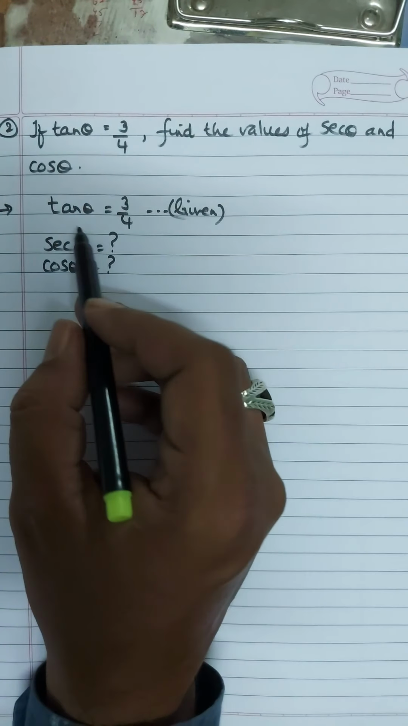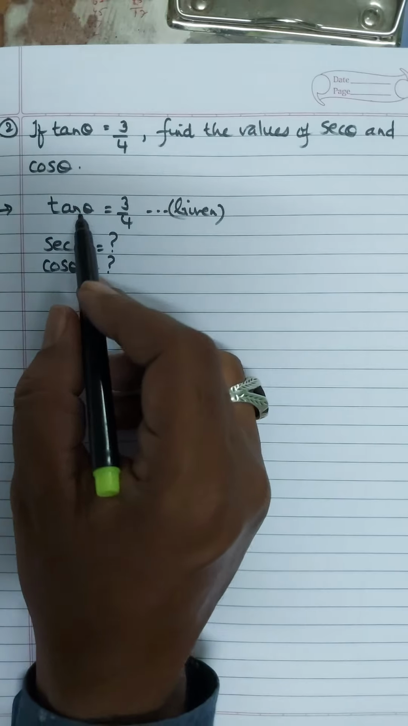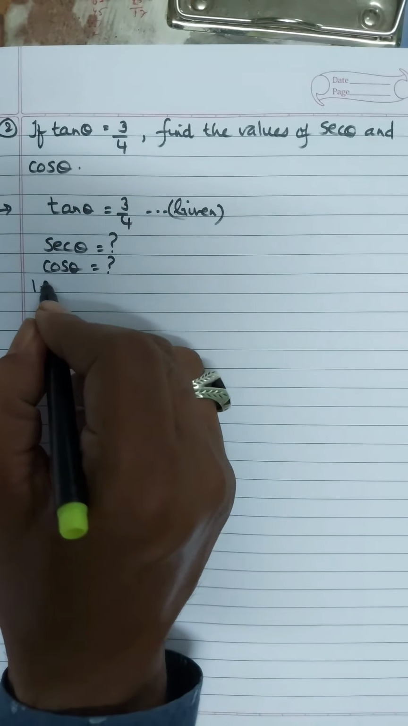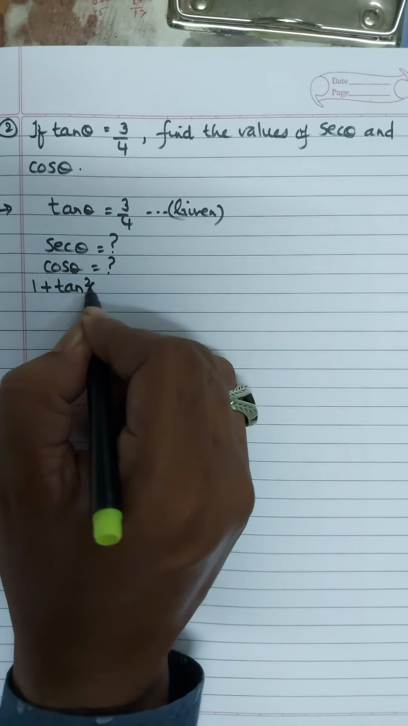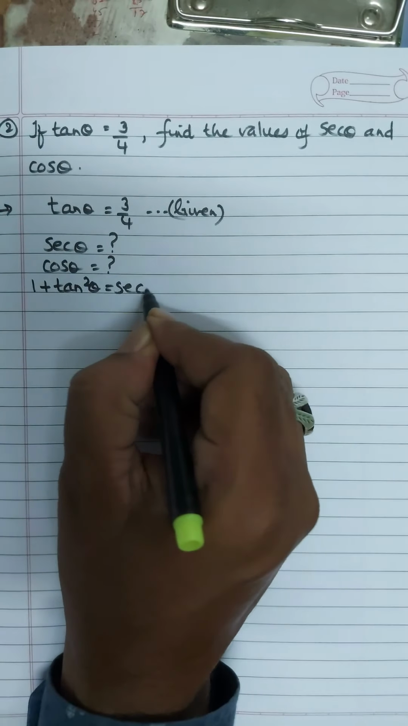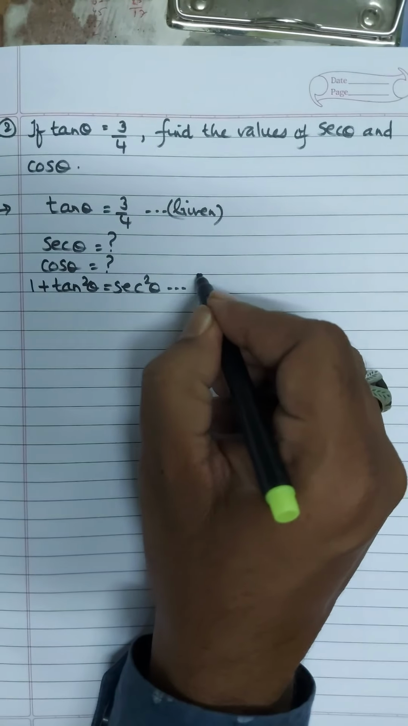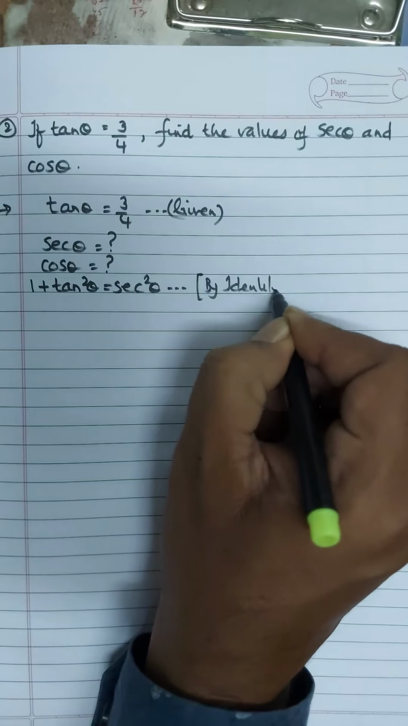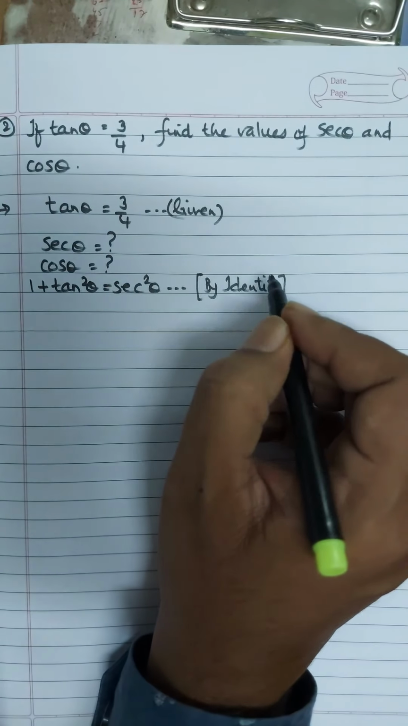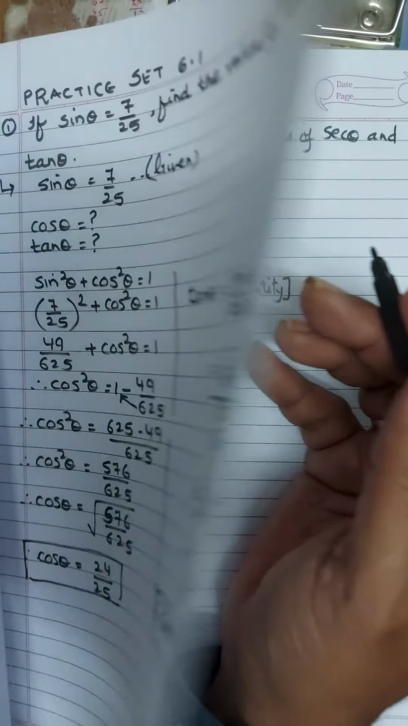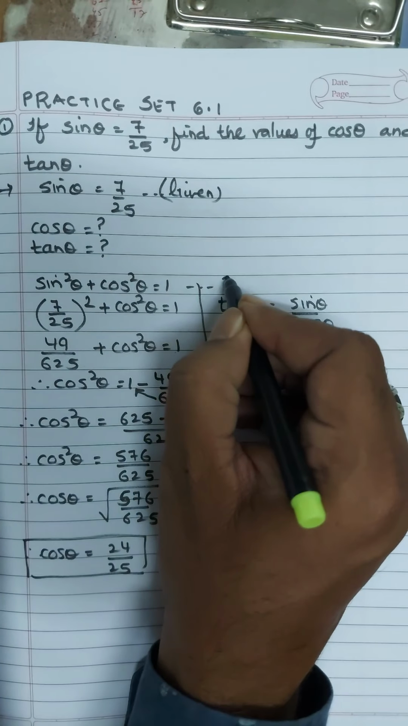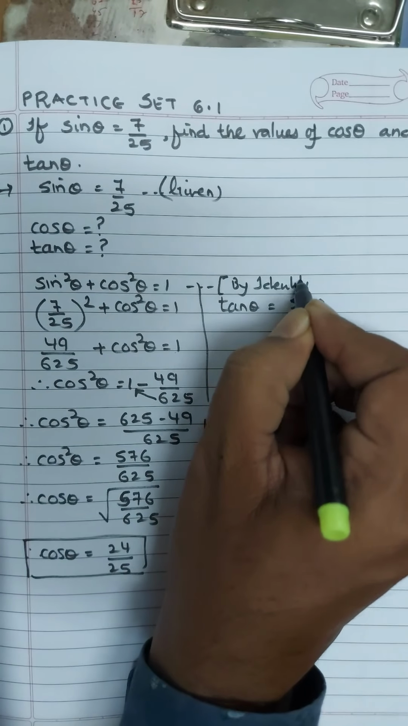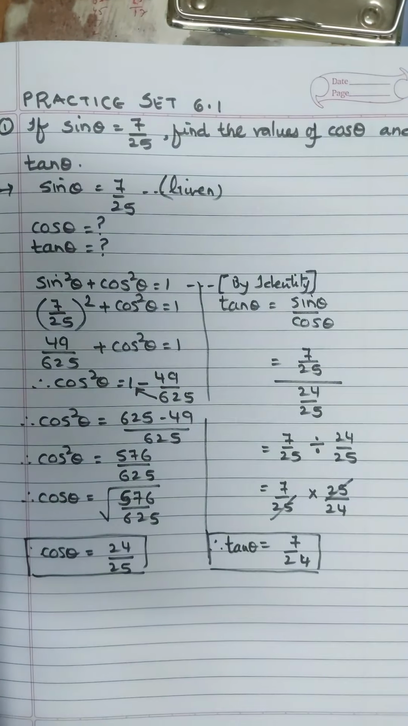Now we know tan theta and sec theta, we have the identity here. So we need to put the identity: 1 plus tan square theta is equal to sec square theta. We can write the reason also, by identity. In the first question also, we can write here by identity. Be systematic in the presentation.